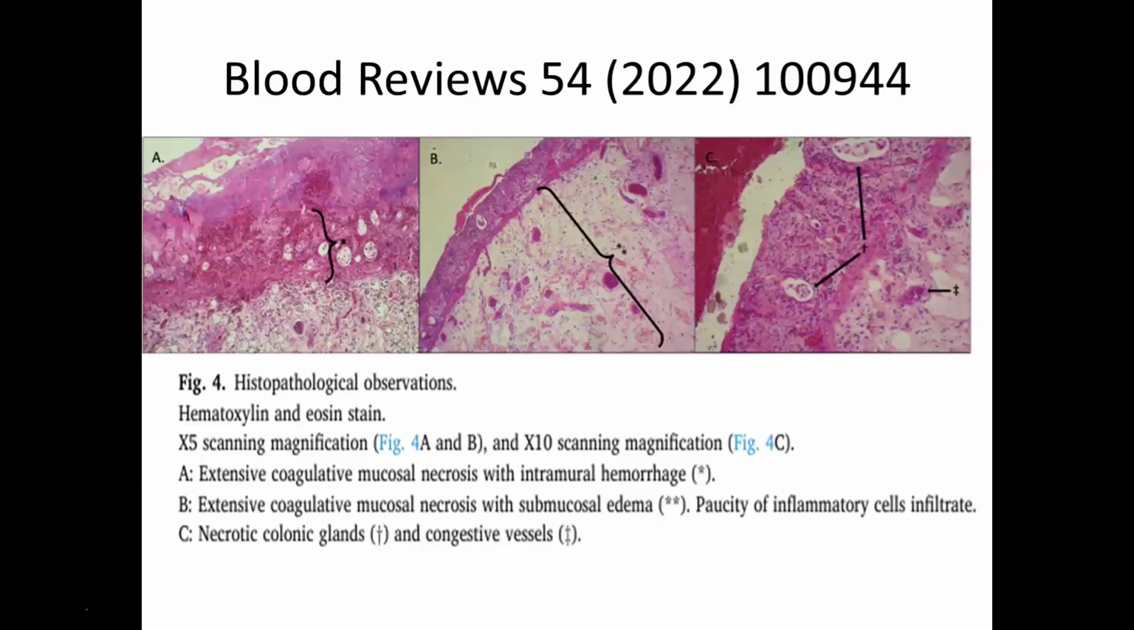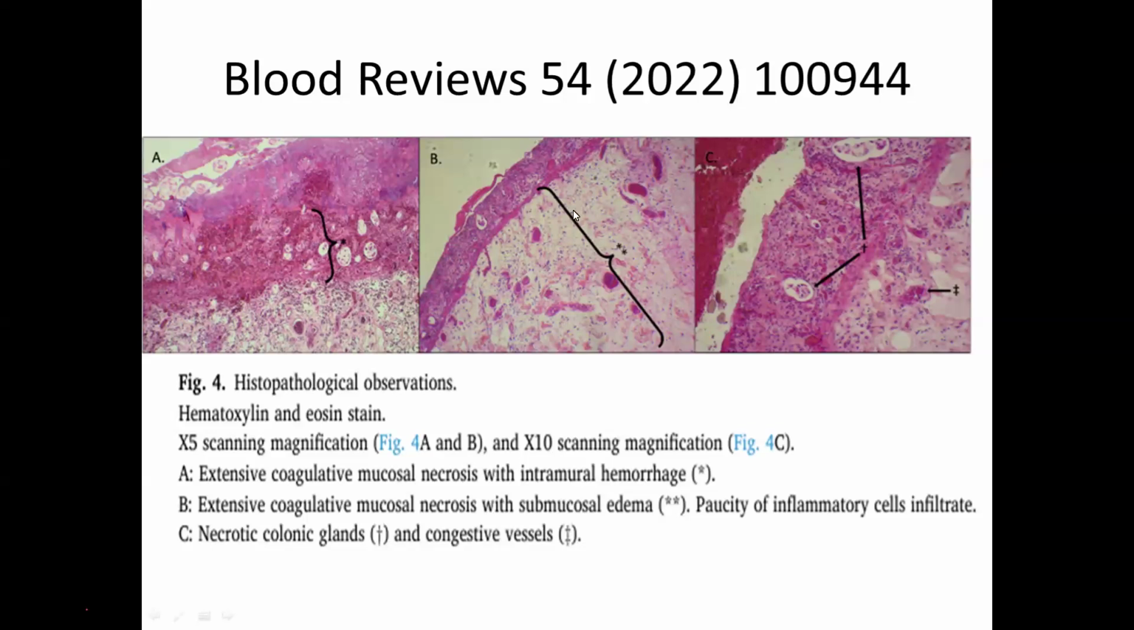So this is a depiction of the microscopic histologic changes seen. In A you can see extensive mucosal necrosis and intramural hemorrhage, shown by the asterisks. And here in the submucosa, you can see edema and also a paucity of cell infiltrates. That means you don't see any neutrophils.